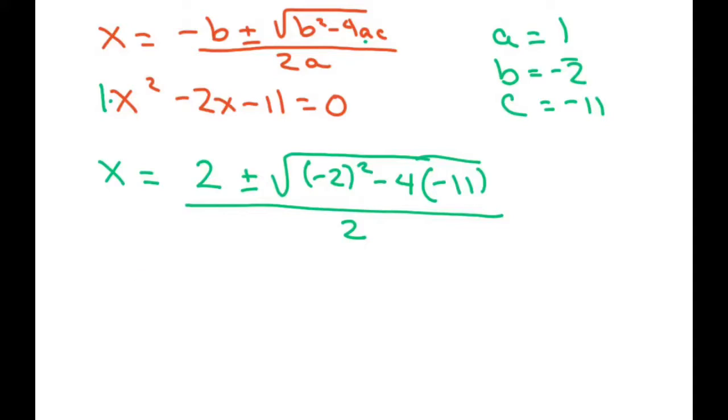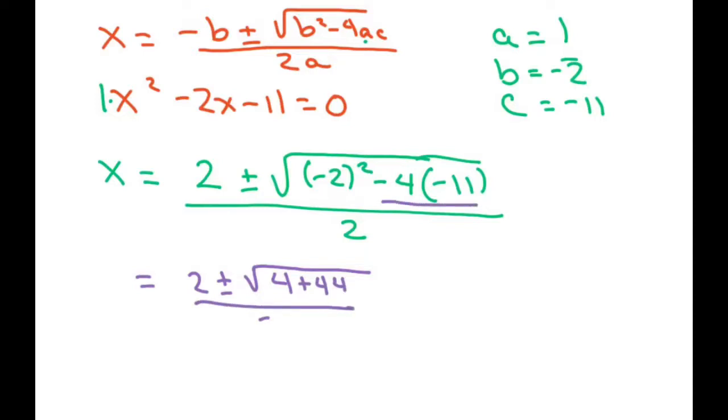So now we still have x equals 2 plus or minus the square root of 4 plus 44. This is 44, two negatives make a positive, over 2. Now I'll write this as 2 — I'm going to separate this out — 2 over 2 plus or minus the square root of 48 over 2.